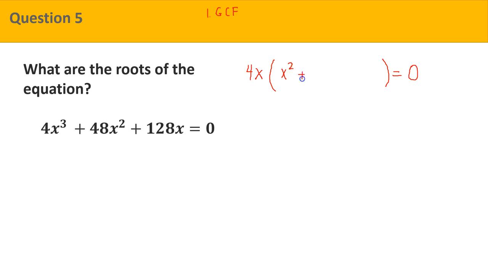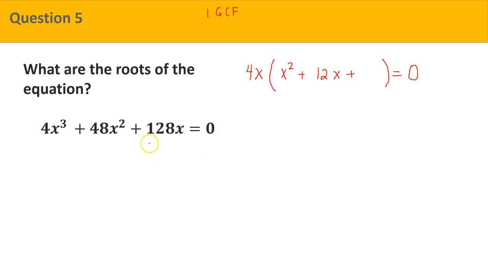Okay, let's divide out 4x from 48x squared. 48 divided by 4 is 12. We're taking one of these x's away because we're taking away 4x from this term here. So we get 12, and then we're taking away 1x, so it leaves me with 1x remaining.